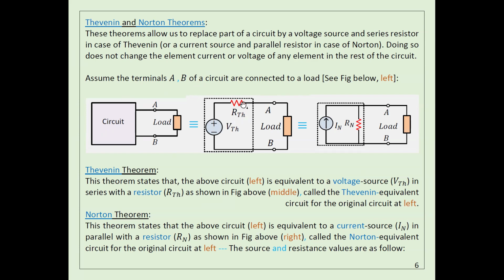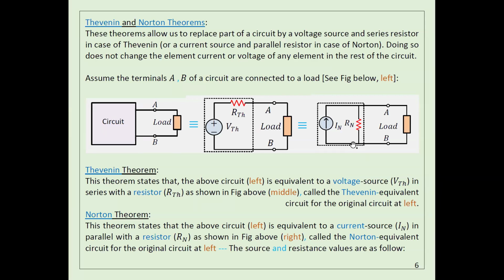This equivalent circuit can have a resistance and a voltage source. This is in case of Thevenin. Or the equivalent circuit can have a current source and one resistance in parallel, as you see here. So this circuit here is equivalent to this one.